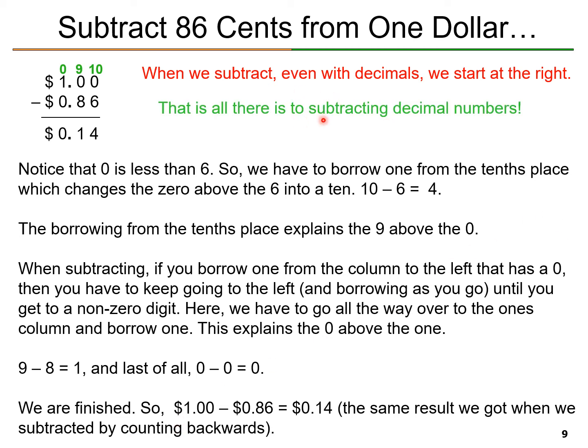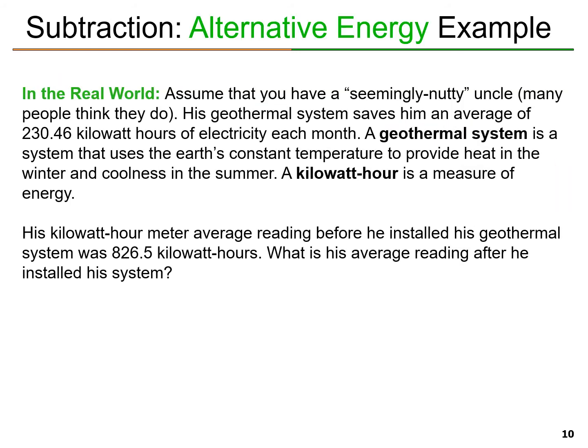That is all there is to subtracting decimal numbers. Okay, let's look at an alternative energy example in the real world. Now assume that you have a seemingly nutty uncle. Many people think they have nutty uncles. His geothermal system saves him an average of 230.46 kilowatt hours of electricity each month.